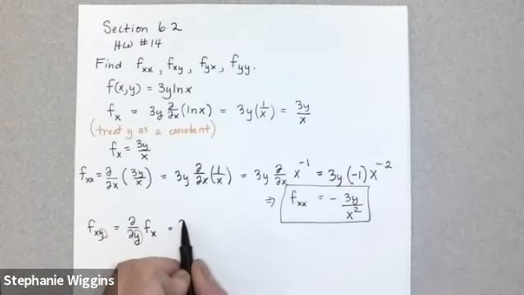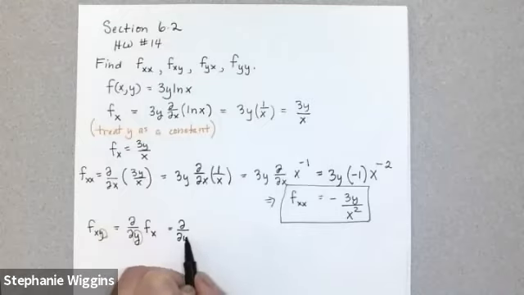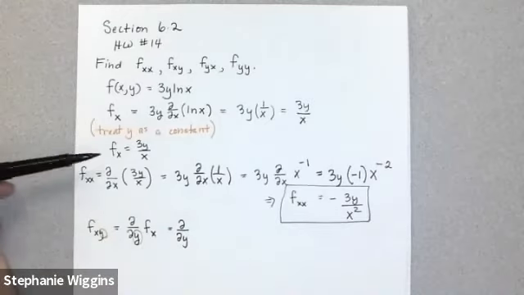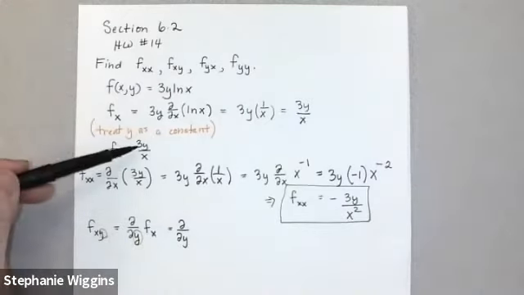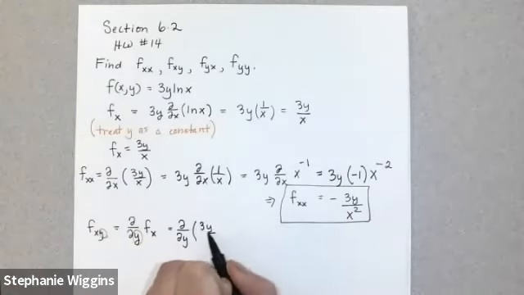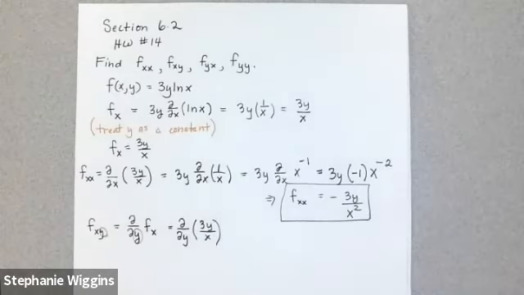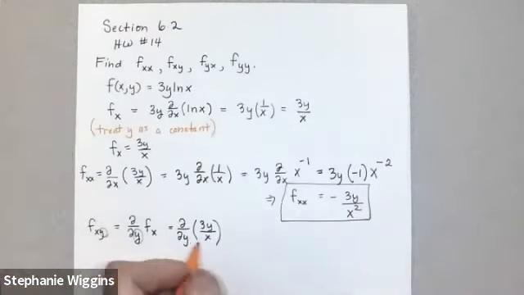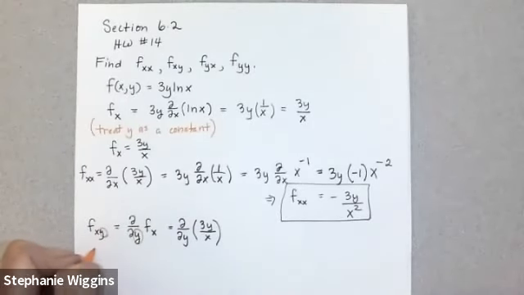This then is the derivative, with respect to y, of 3y over x. Okay, this time we're differentiating with respect to y. So that means that x is constant.